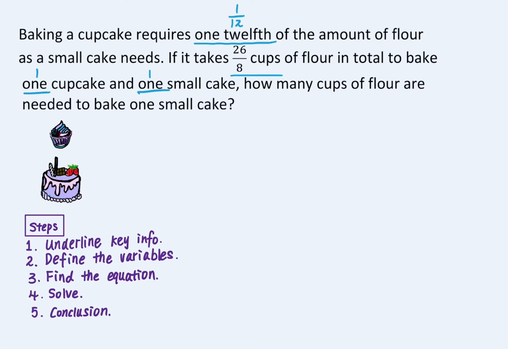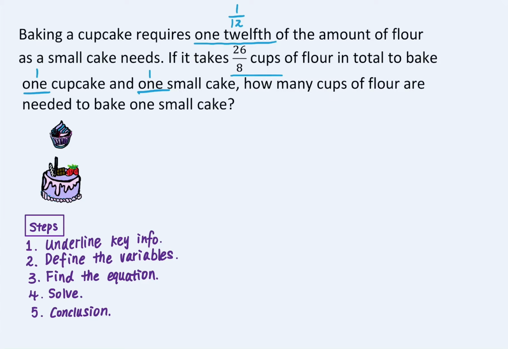So in the first step, let's read the question and underline all the key information we know in the question. Baking a cupcake requires 1/12 of the amount of flour as a small cake needs. If it takes 26.8 cups of flour in total to bake one cupcake and one small cake, how many cups of flour are needed to bake one small cake?